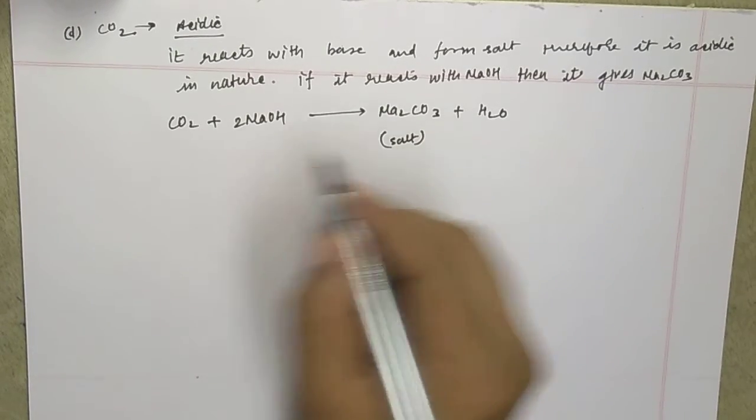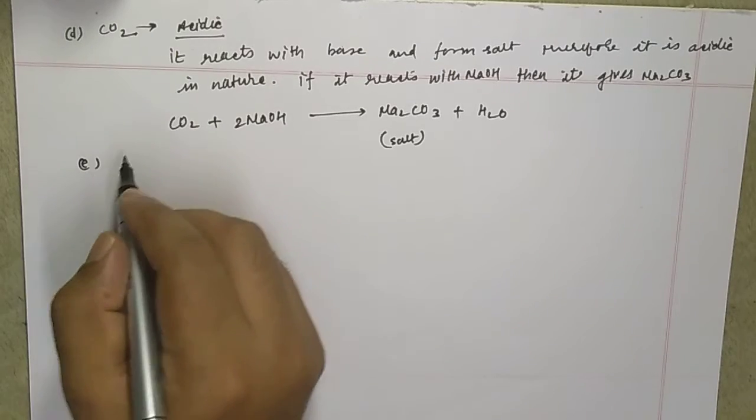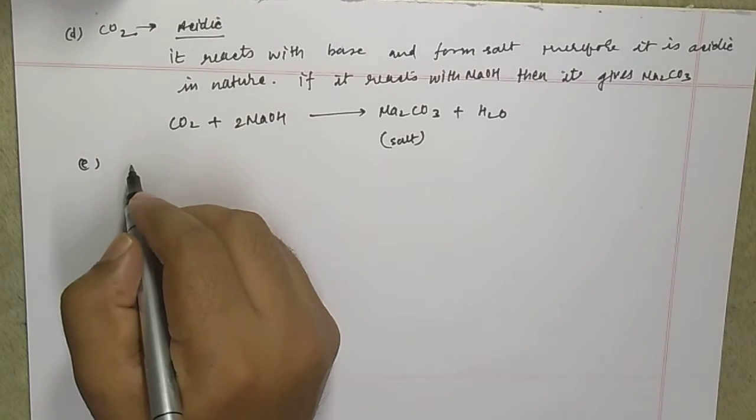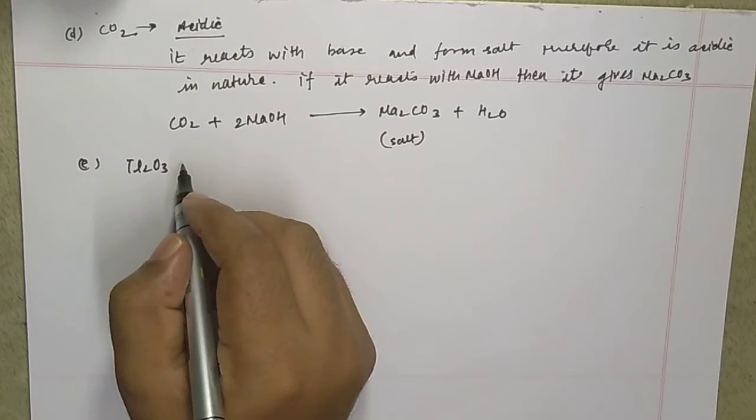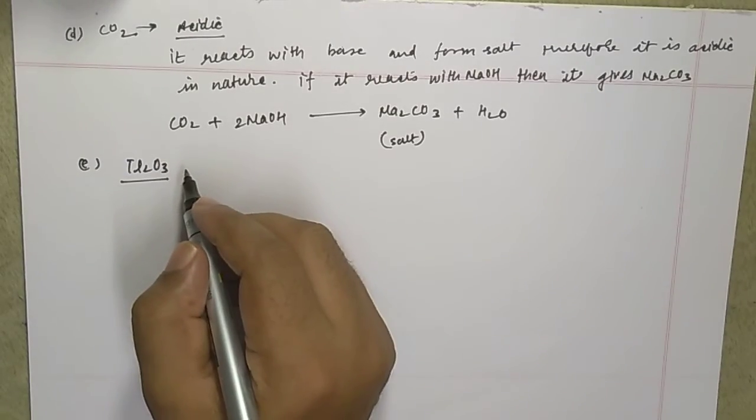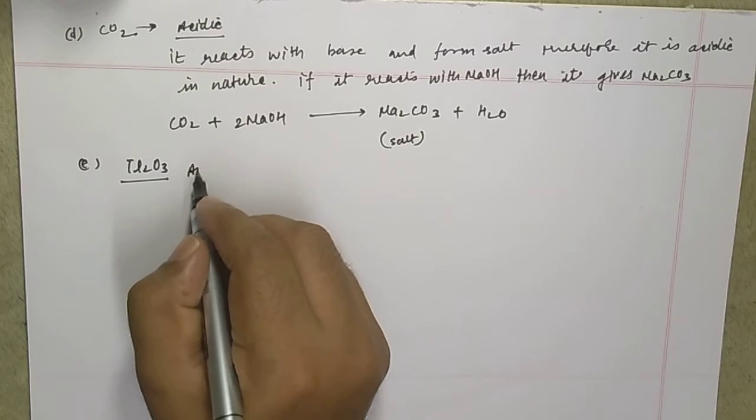Now we have the next one, Tl2O3, thallium oxide, and thallium oxide is amphoteric.